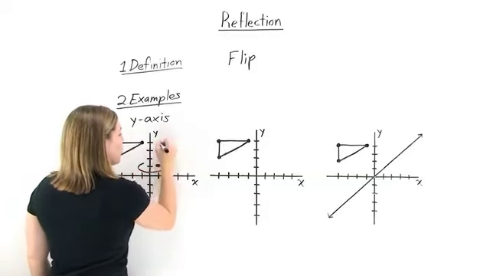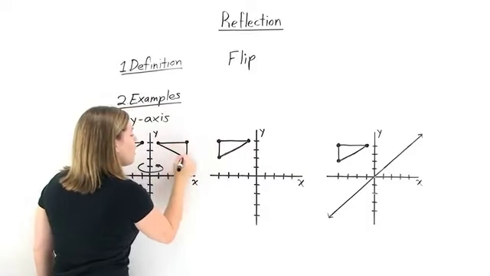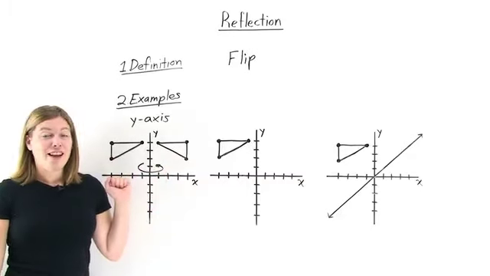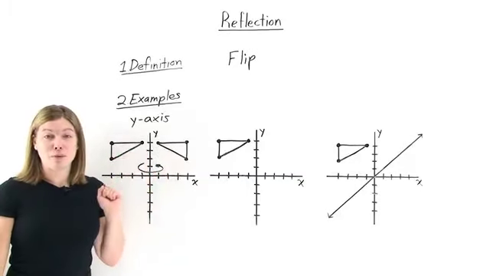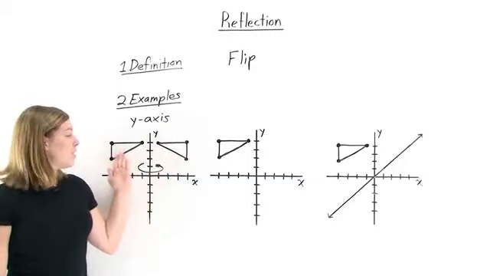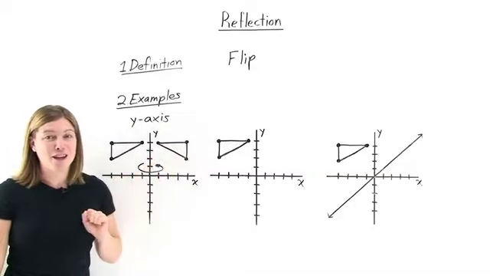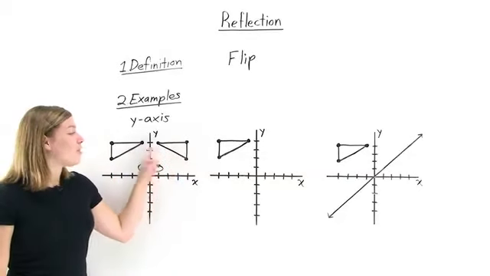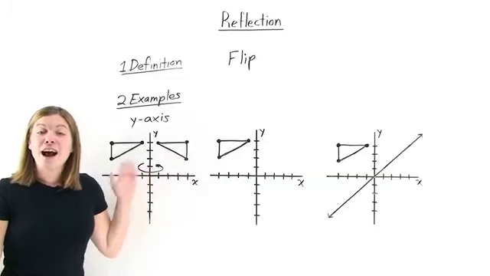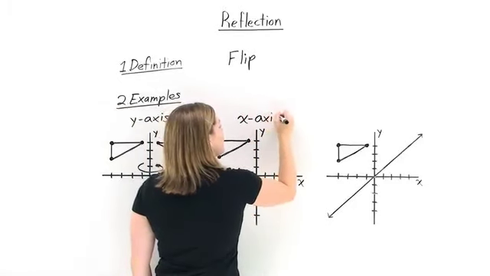When we perform this reflection, we get this new figure right here. This new figure is called our image. It's a mirror image of our original figure. Now these two figures are the same shape and size. It's just that this figure has been flipped over. We took this figure and flipped it over the y-axis to create our new figure, or mirror image. And these two figures are the same distance away from that line of reflection. Neat!